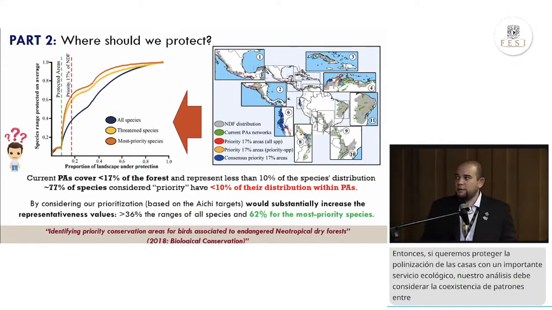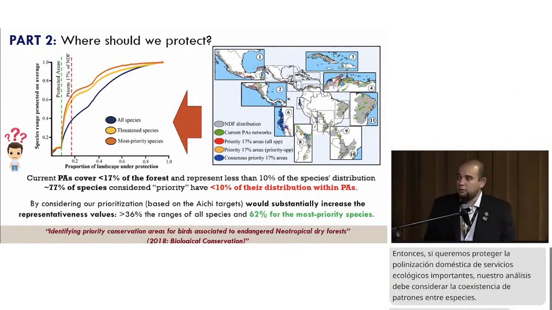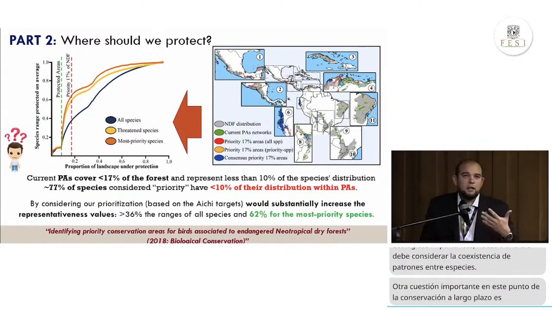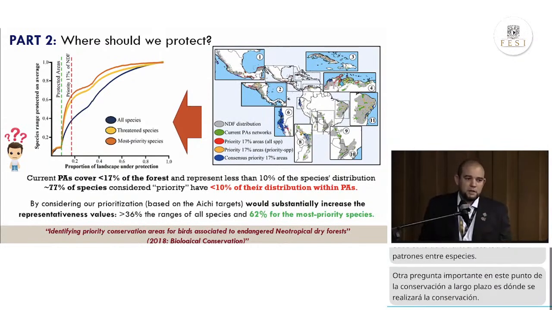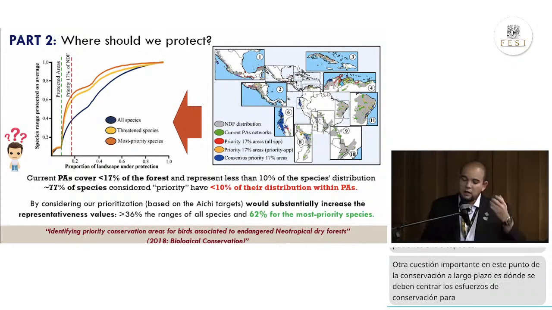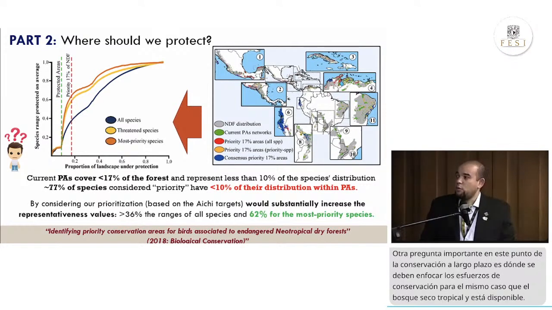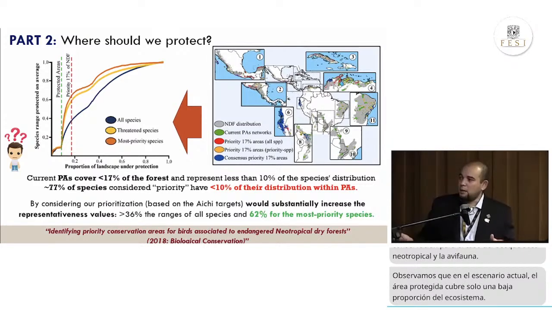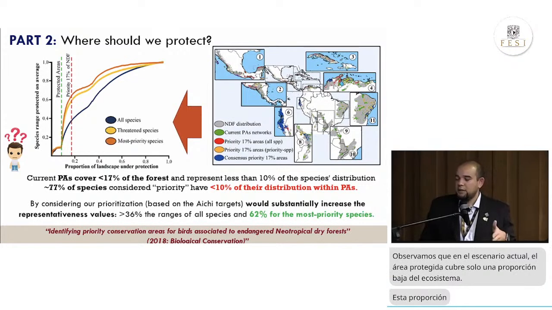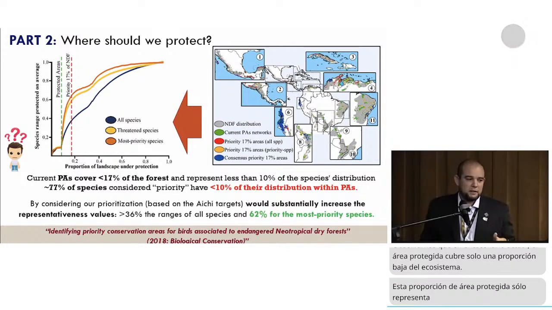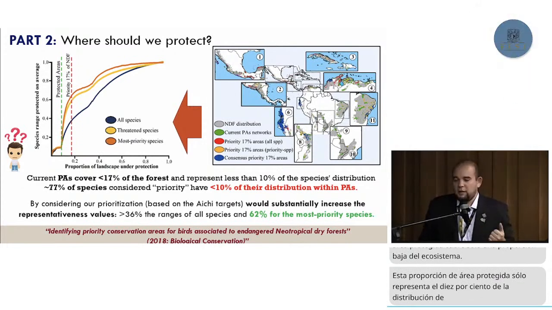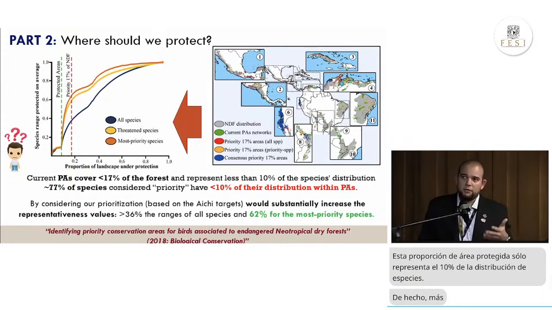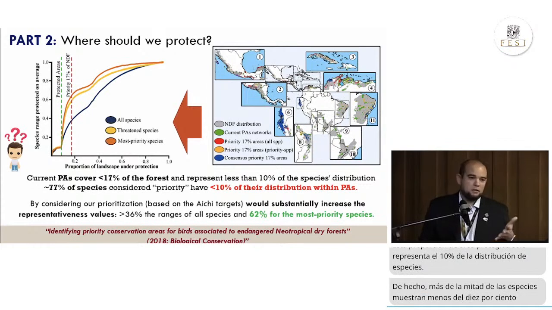Another important question at this point in the long-term conservation is where the conservation effort must be focused. For the same case of neotropical dry forest and its avifauna, we observed that in the current scenario, the protected area covers only a low proportion of the ecosystem. This proportion of protected area only represents 10% of the distribution of species. In fact, more than half of the species show less than 10% of the distribution within these conservation areas.